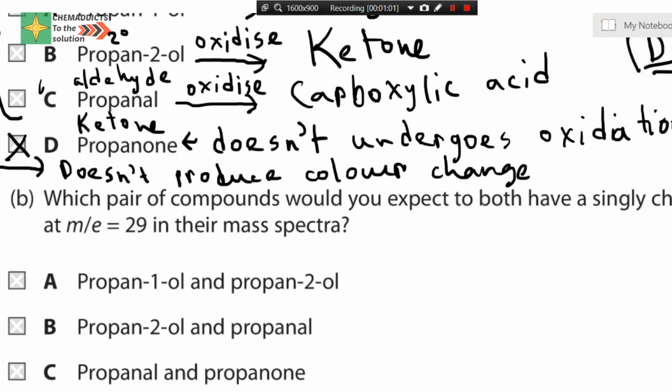What is meant by m by e? This is simply mass by charge ratio. First we need to understand what is meant by singly charged peak. So here this part is the keyword of this question.